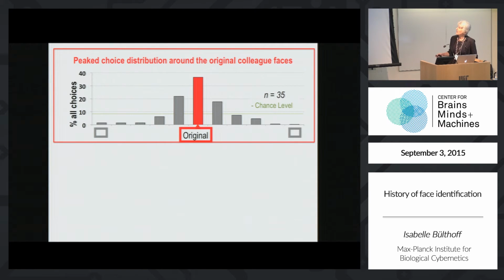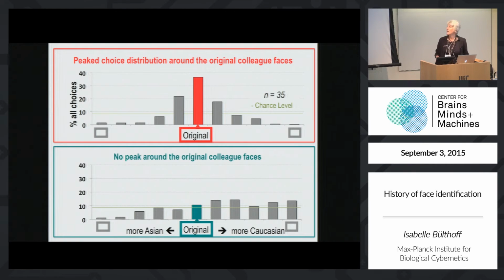And this is the average response from all our participants. What you see is that participants most often chose the original face for the identity morphs. These squares here represent the two extremes of the distribution. So mostly you have a peak distribution around the original face. And this is when you change the race; you find something similar when you change the sex. You don't find that peak distribution around the original face in the distribution.